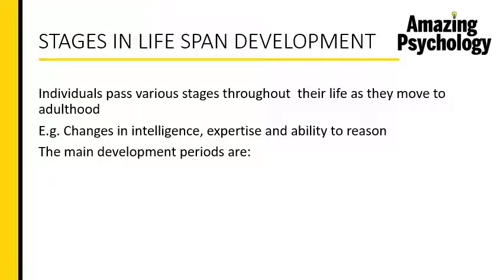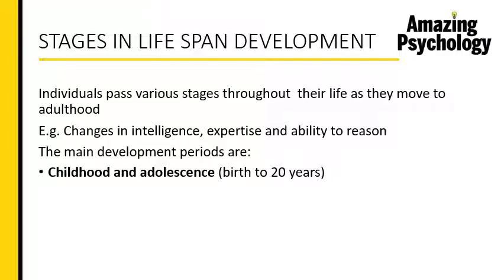The main developmental periods are broken down into 4 or 5. Let's take a look at what they are and what age span it falls under. The first is childhood and adolescence. Now, childhood and adolescence fall within the bracket of the time from birth to the age of 20 years.